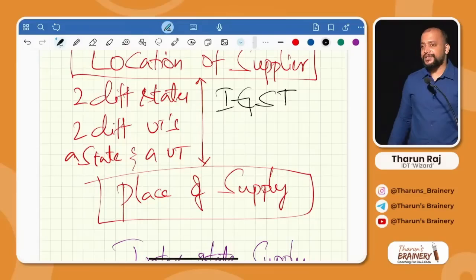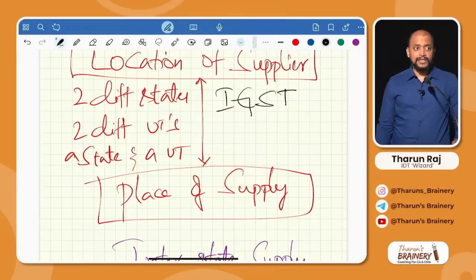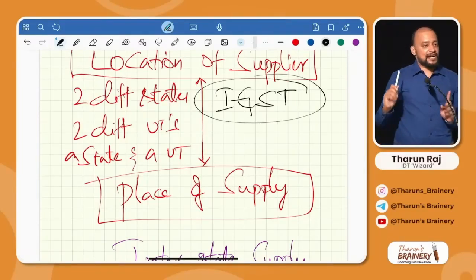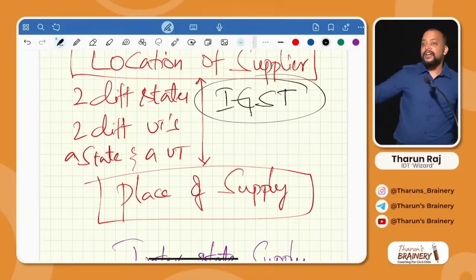IGST. What is the full form of IGST? Integrated Goods and Services Tax. Who will levy this IGST? Central government will levy. But sir, it defeats the dual GST model, because in the dual GST model both central government and state government should levy, but here IGST is only by central government. Does it defeat the purpose? No, not like that. IGST fully will not be retained by central government. They will be distributing 50%.